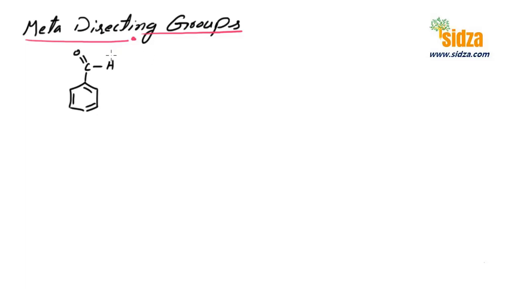Meta-directing groups. When you attach the C double bond OH to the benzene ring, we find this is an electron withdrawing group. This is an electron withdrawing group because the double bond, which is in conjugation with the benzene ring, due to the resonance, what will happen? This pi electron will shift towards oxygen, and the electrons from the ring will shift towards this carbon here.